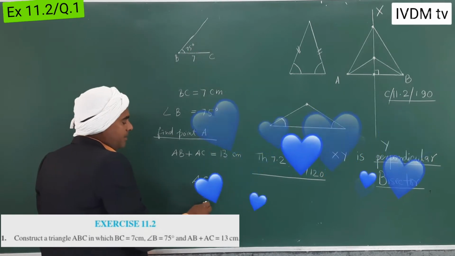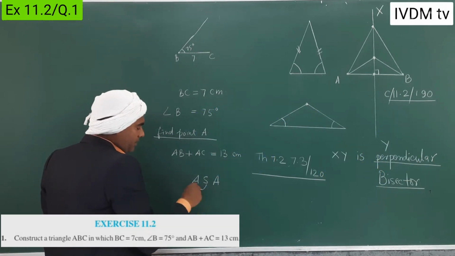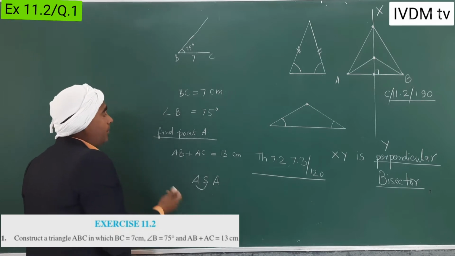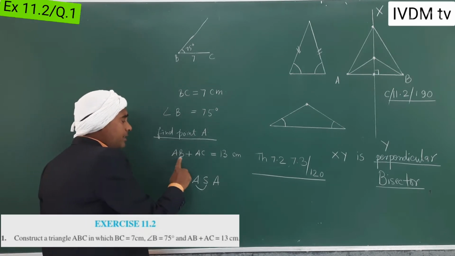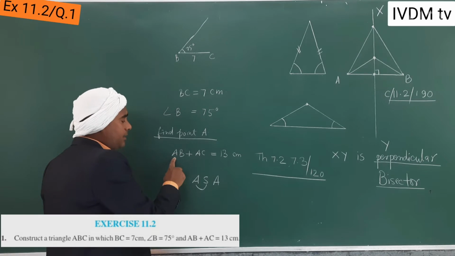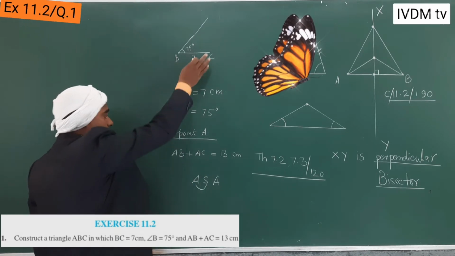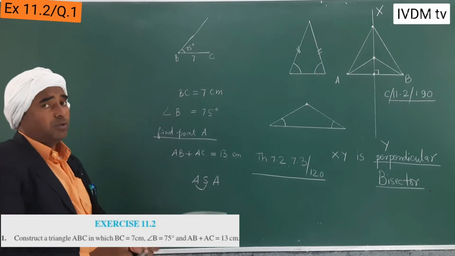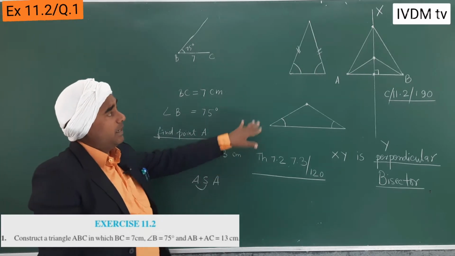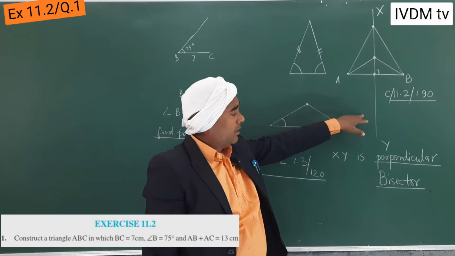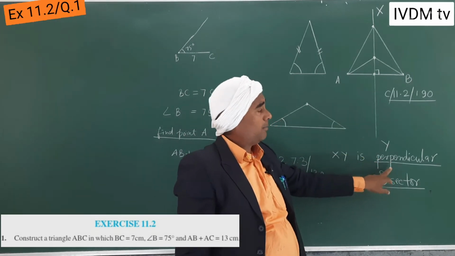But sometimes things are different. So the third condition is given in this form: AB plus AC is equal to this. So here, we will use 2 types of theorem. This I have made here. This is the perpendicular bisector theorem.